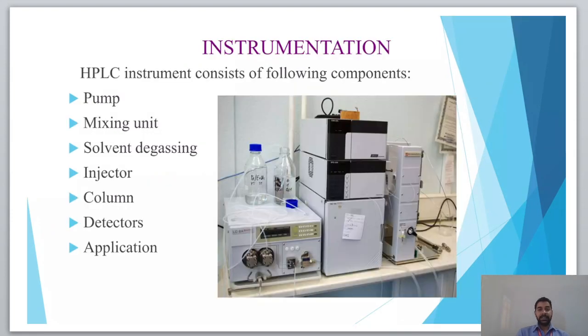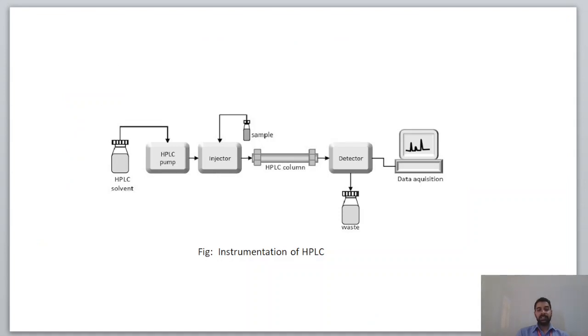Moving to next slide, that is instrumentation, the main part of HPLC. Here in the diagram it has been shown that HPLC, high performance liquid chromatography, here in instrumentation part mostly it consists of pump, mixing unit, solvent degassing, injector, column, detector and applications. This one is the instrumentation workflow chart, where first is the HPLC solvent, that is nothing but solvent reservoir. This solvent can be taken up by the HPLC pump.